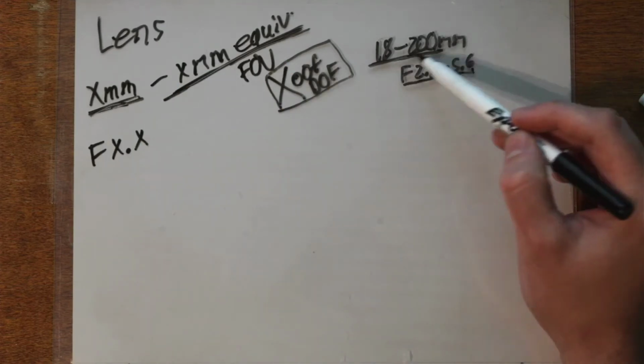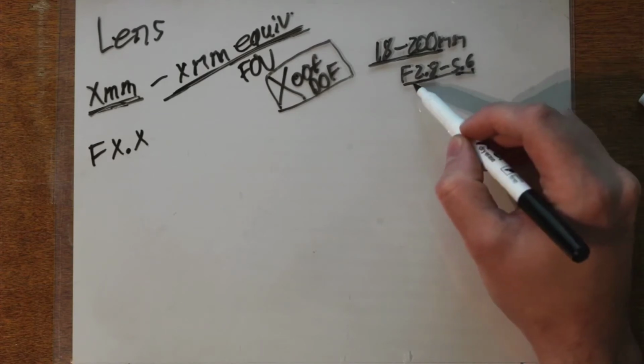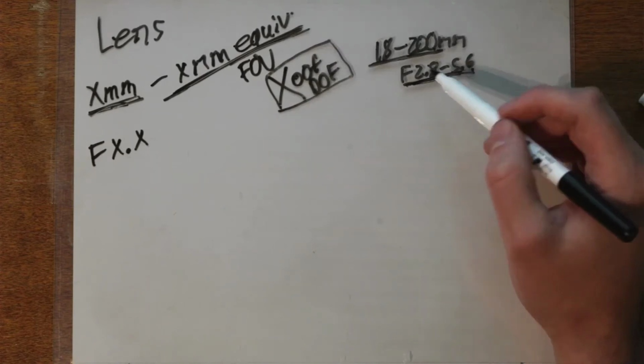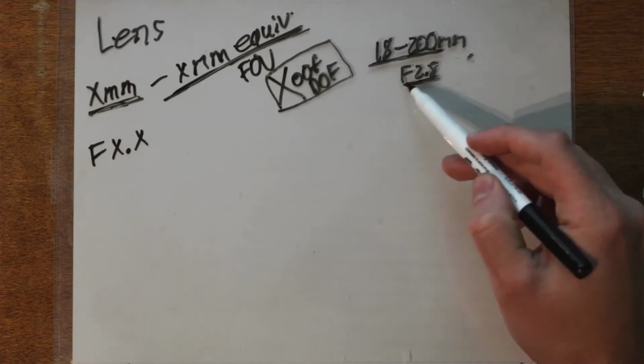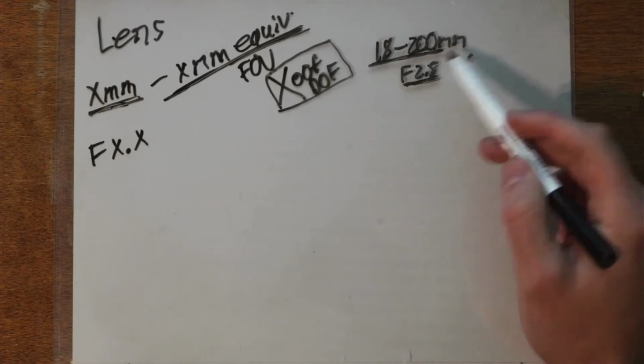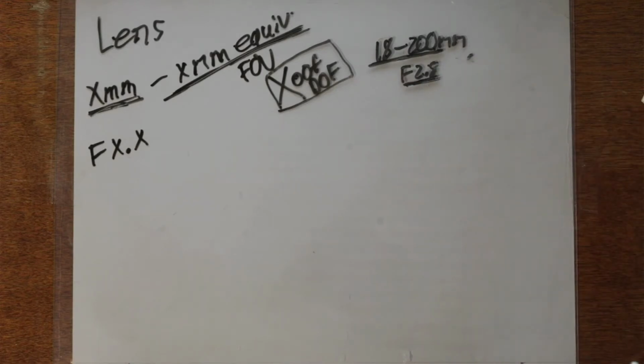We can sometimes have ones that zoom. We can also have constant aperture zooms, but those are usually pretty expensive. And a constant aperture zoom will just be the same thing, except it just doesn't have the second number. It'll be 18 to 200 f2.8, but very, very expensive.